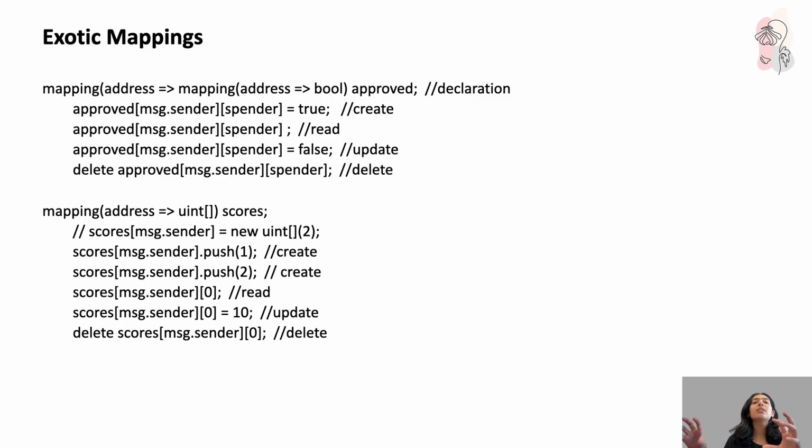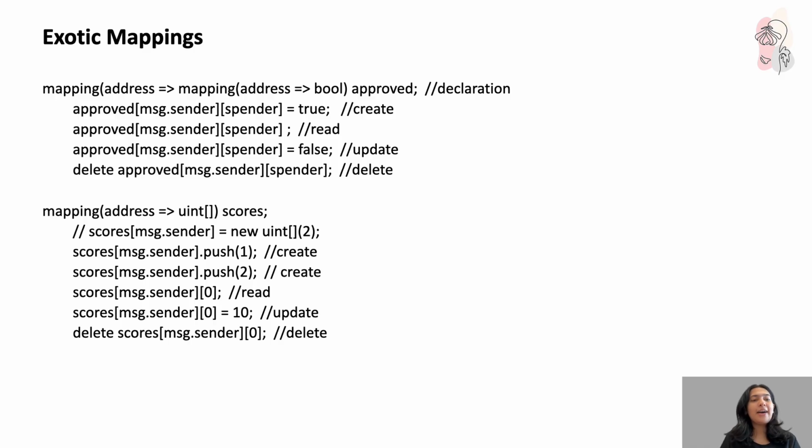Address is your key type. This address is of your spender, and bool is your value type. The outermost address, this is your sender's address, right? So you can create, read, update and delete values exactly like a single mapping, but now you have 2 levels of keys. This is very useful when you talk about allowances, when you talk about permissions, when you talk about tracking relationships between users on the chain, right?